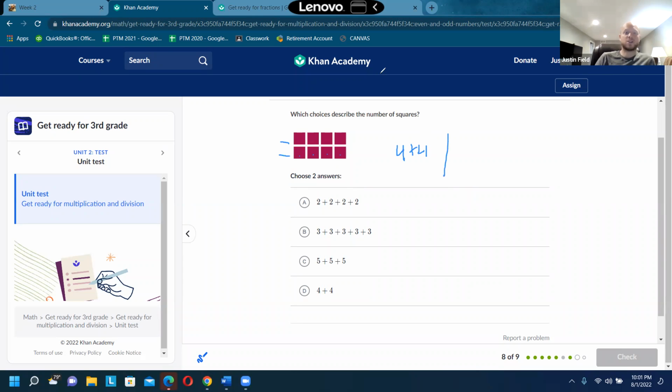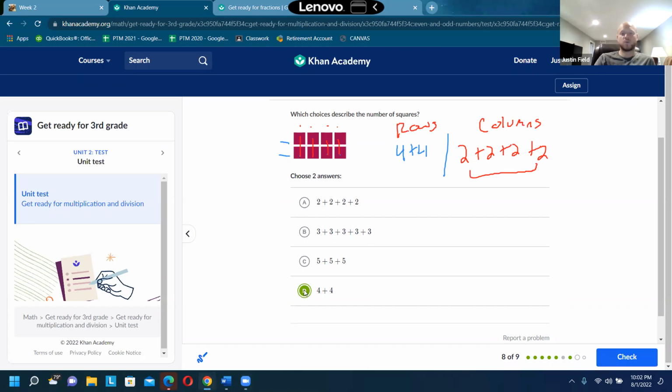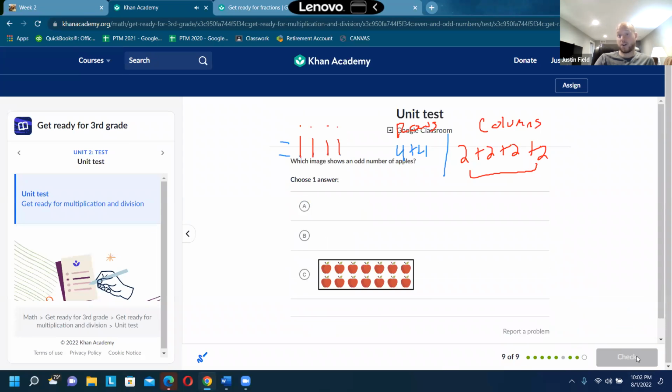But now let's look at the columns. How many columns do we have? 1, 2, 3, 4. So we have 4 columns, and how many in each column? 2. So we have 4 2s. So we could also say 2 plus 2 plus 2 plus 2. We have 4 2s if we look at the columns, or we have 2 4s if we talk about the rows. So 4 plus 4 is one, but then 2 plus 2 plus 2 plus 2 is another.